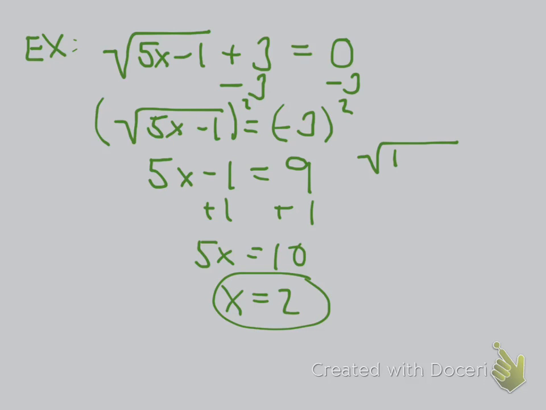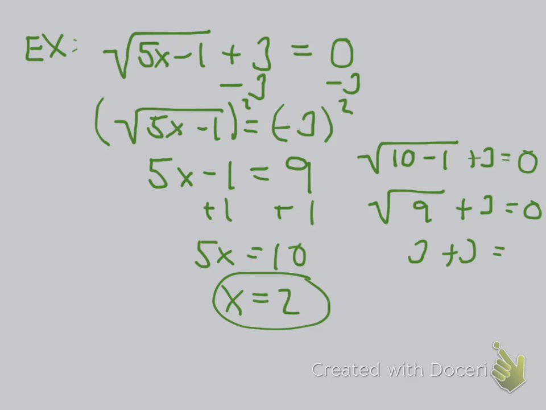So if I plug 2 in, I'll get 5 times 2 is 10 minus 1 plus 3 equals 0. And we see here that we get the square root of 9 plus 3 equals 0, and that's interesting because we get 3 plus 3 equals 0, and clearly that's not true. So therefore, x equals 2 is not a solution, and actually this equation has no solution.